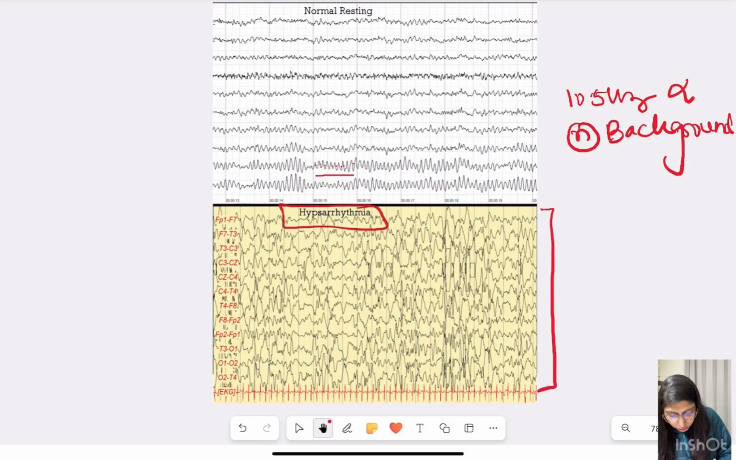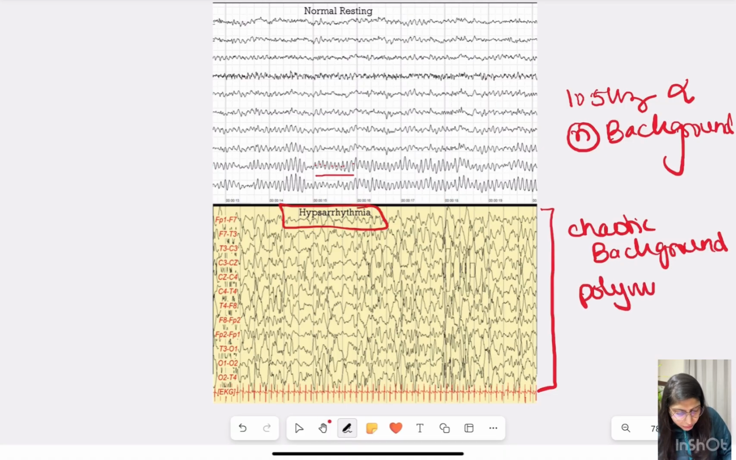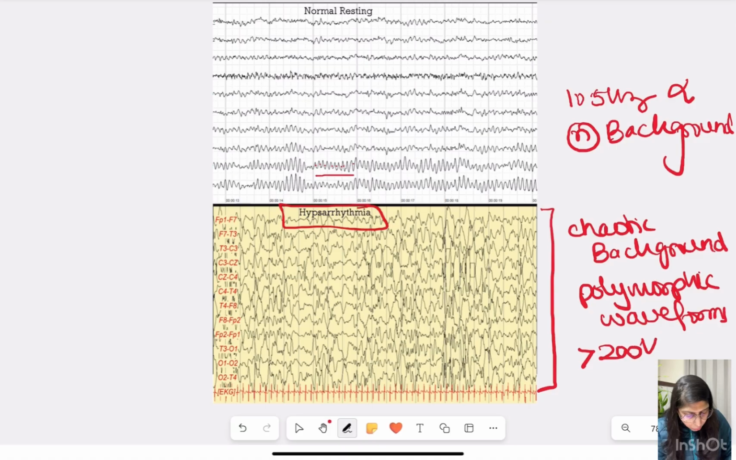What do you see? We see a chaotic background, even the background is chaotic, which means that there are polymorphic waveforms, which means waveforms with multiple formations or morphologies, and more than 200 hertz frequency can be there intermittently, involving all the leads. This is a case of hypsarrhythmia.